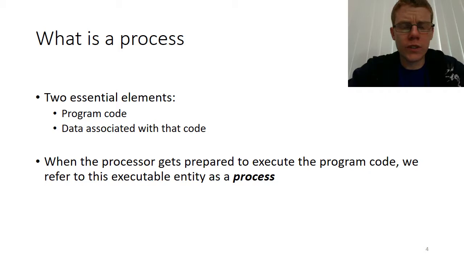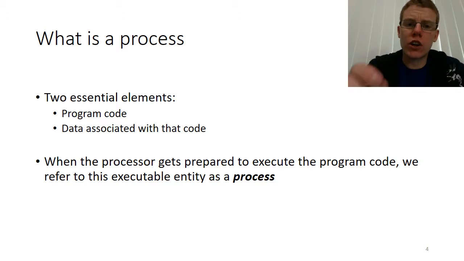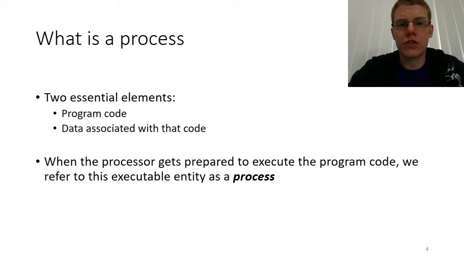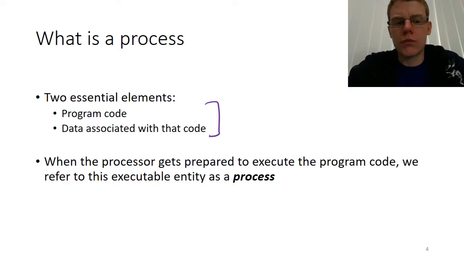Now, whilst some of those things may be somewhat irrelevant depending on the situation, we do always have two really key elements for anything that we would consider to be a process. We have the code that we're going to run, so the set of instructions that are going to be run, and then we have the data that those instructions are going to be run on. And we really need those two things, otherwise we're not really talking about anything interesting. Now, when the processor is about to execute this bundle of code and data, then we refer to the entity that we're about to execute as a process.